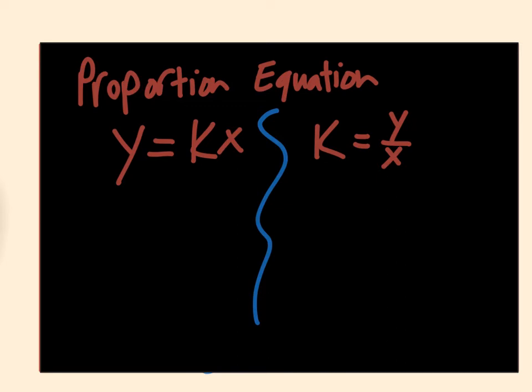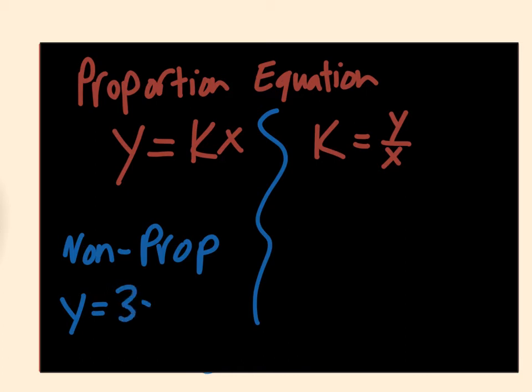Now, just so you can see it, here's a non-proportional equation. If I were to say y equals 3x, that's proportional, right? What was my constant of proportionality there? 3. Okay, so that's proportional. That isn't, y equals 3x plus 1. You cannot add or subtract to the end and have it stay proportional.